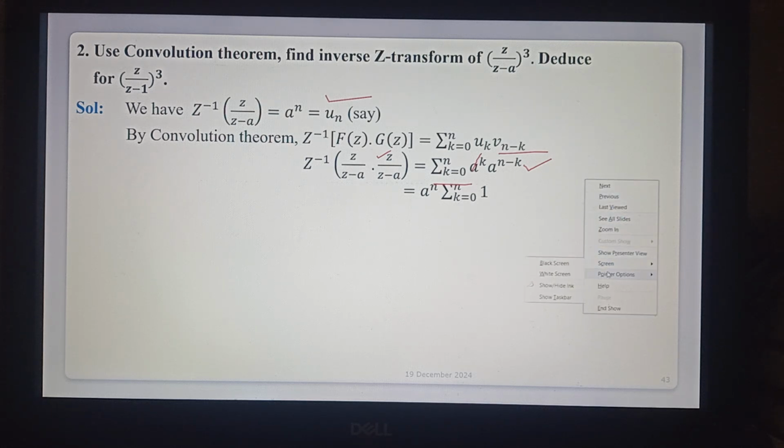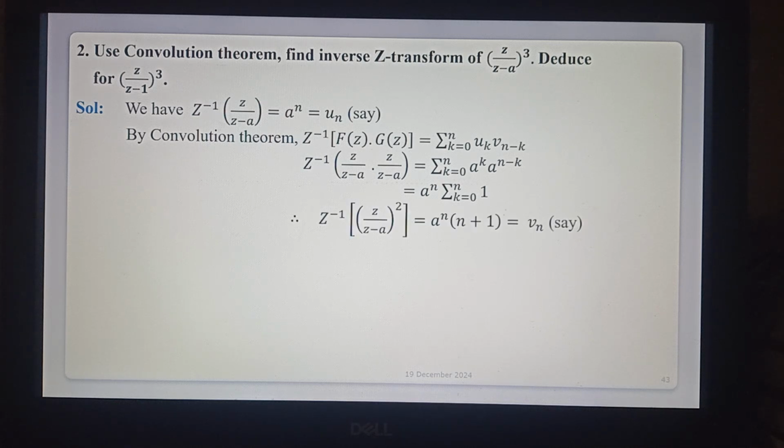Into 1, that means 1 is added how many times? n plus 1 times, adding 1. That is, k is equal to 0 starting to n, that means n plus 1 terms, adding 1: 1 plus 1 plus 1 plus up to so on, n plus 1. So that is equal to a power n into n plus 1. Okay? So this is the z inverse of z by z minus a whole square: a power n into n plus 1.